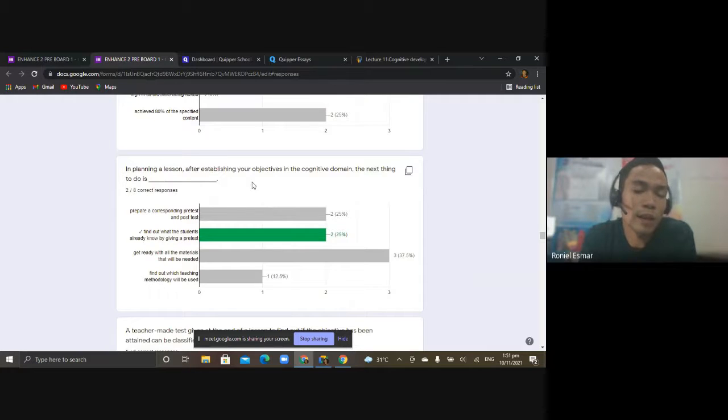Diba? So that's why the answer for this item is to find out what the students already know, no, after we establish the cognitive domain. Kay para clear sa ato where specifically of sa lesson ta mag-start.